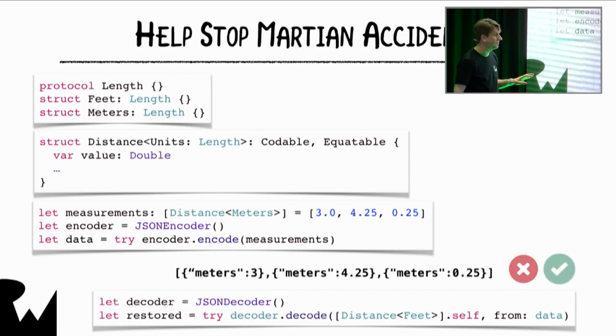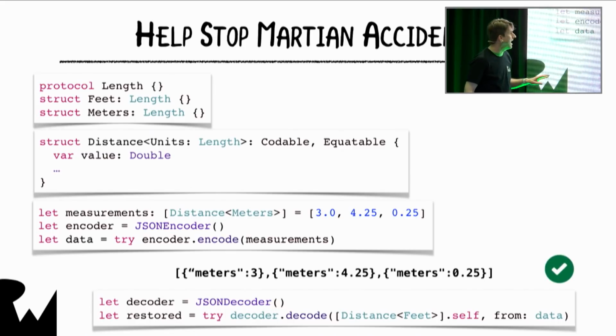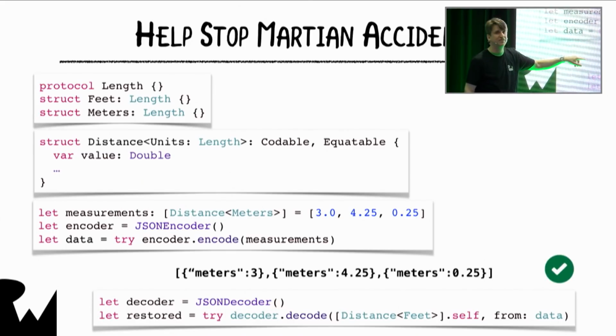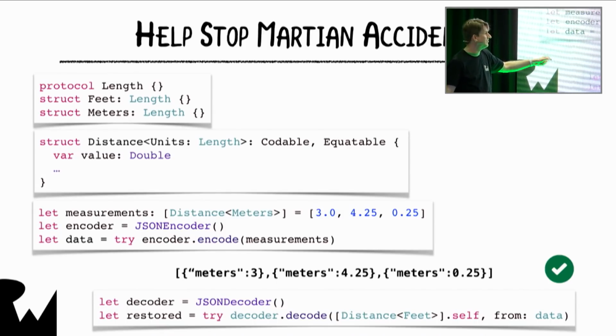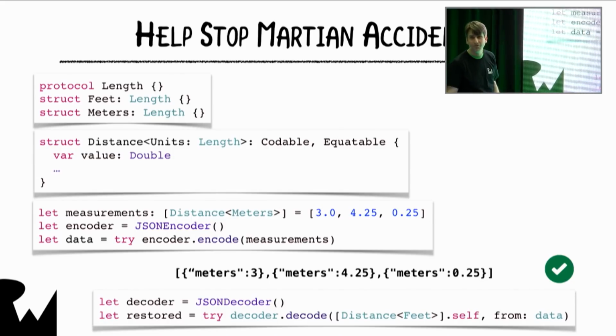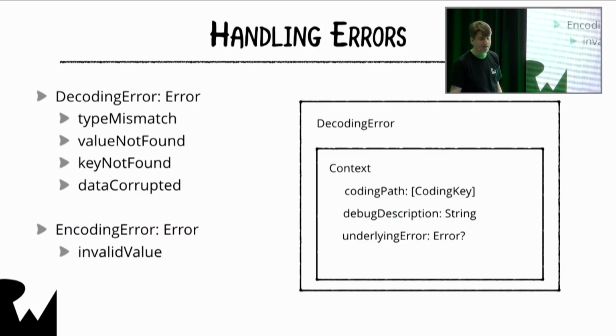We can fix this, and we will fix this in the demo, by explicitly specifying, for example, a string for the key. So we'll have to make a custom coding key here in order to do this. And this way, if we try to mix up our feet and our meters, we'll at least get an error.